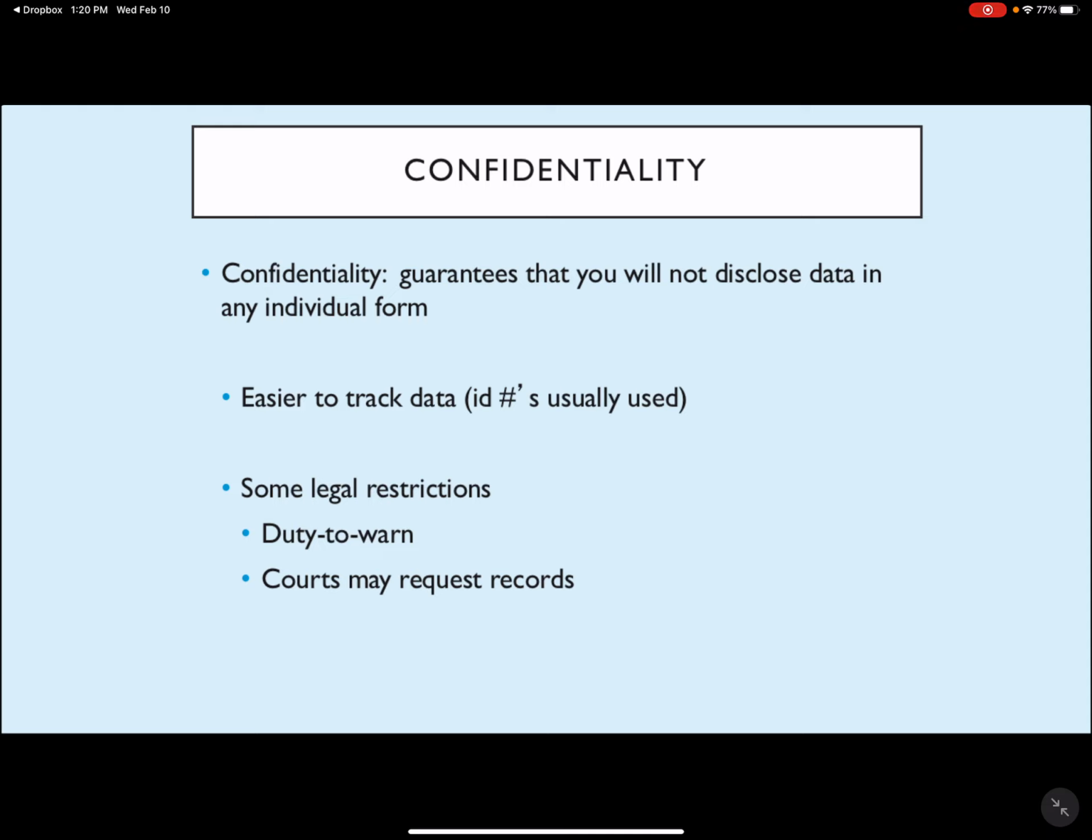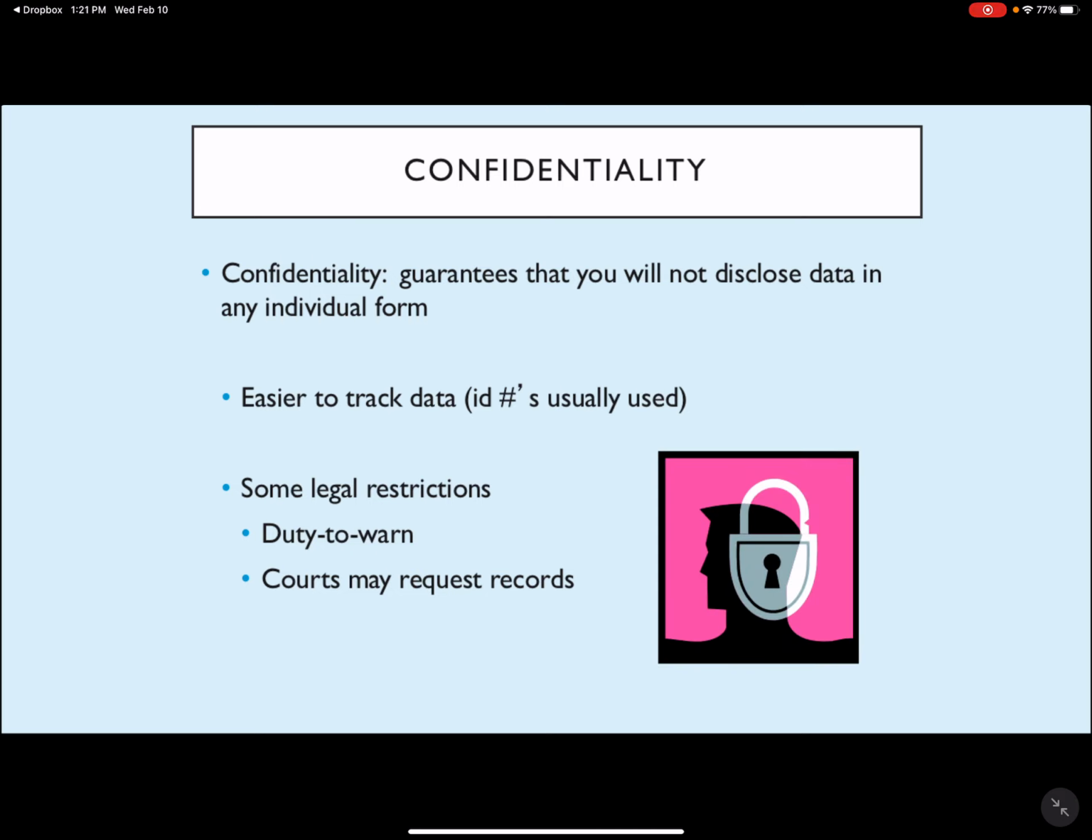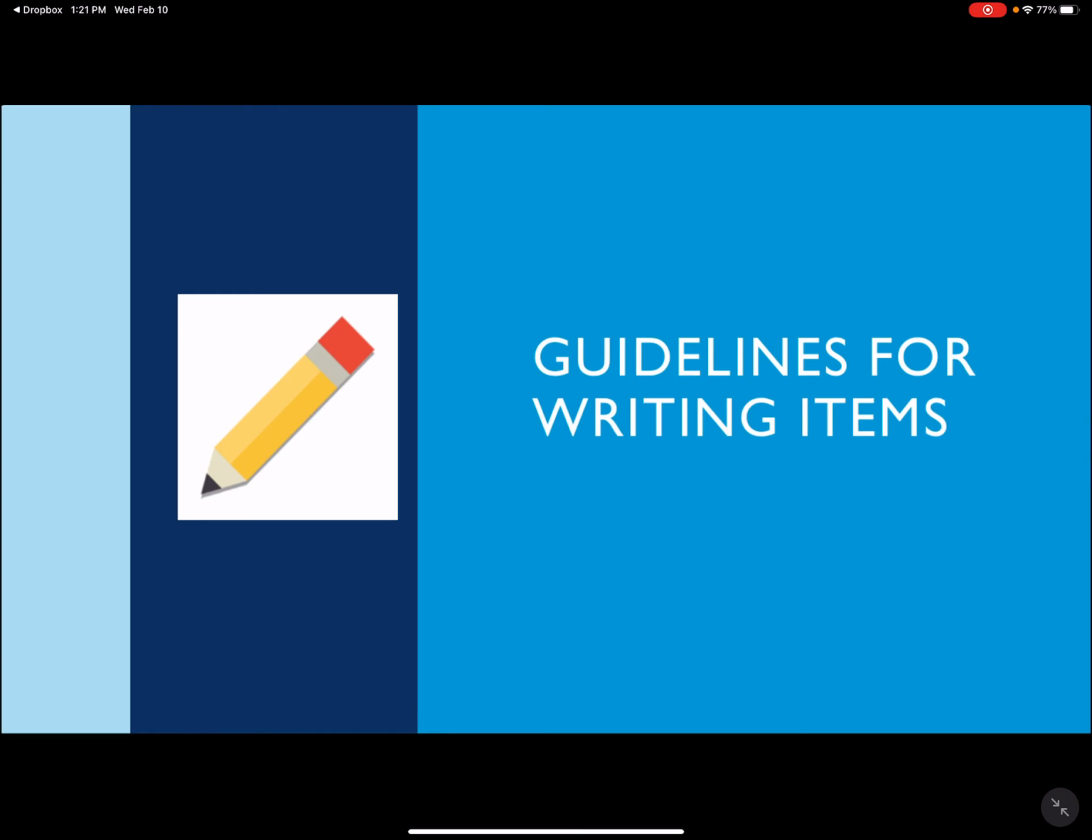So now you know about anonymity and confidentiality, and you know that there are important considerations before you even start designing a survey. So with confidentiality, you will not disclose data, you know it, but you won't tell anyone. Anonymity is you don't even know it.